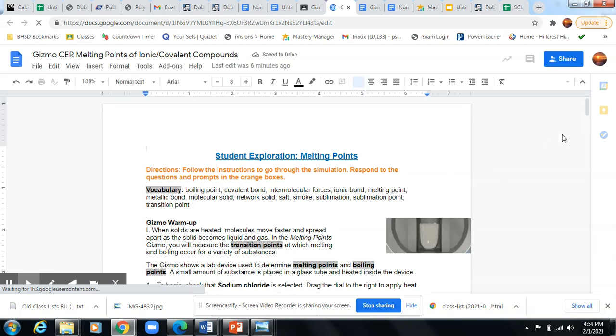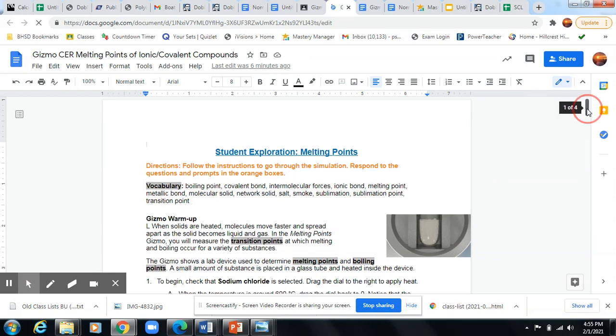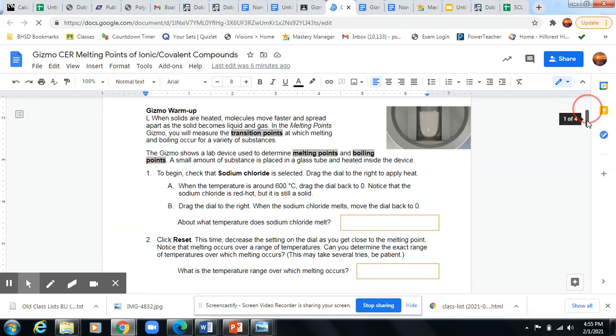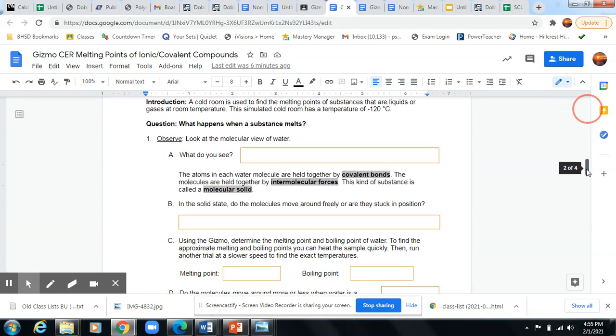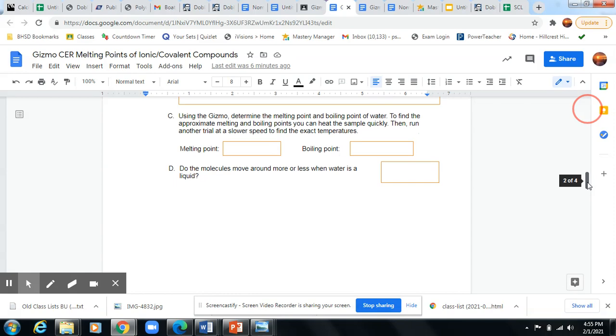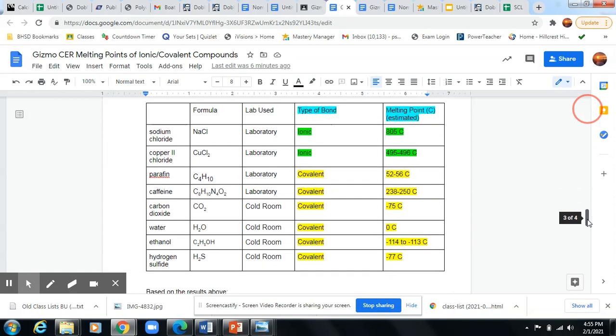the first couple pages is just go to the Gizmo, follow the directions. I don't think you're going to have too much trouble with this part. The part that people are having trouble with is the claims evidence reasoning. Now, with this assignment, we were looking at the melting points of substances that had ionic bonds and those that had covalent bonds. Here is the data right here.